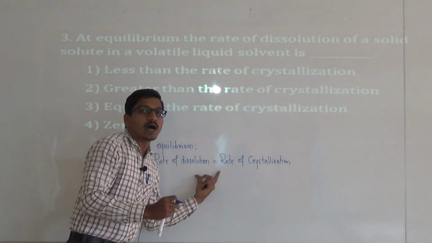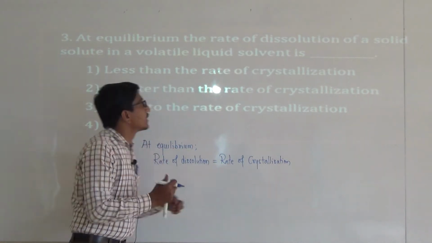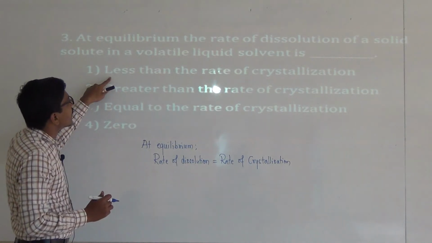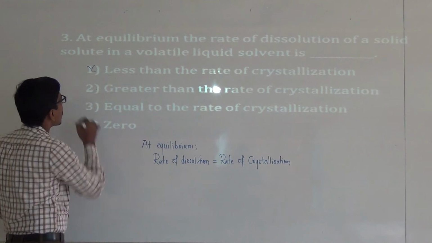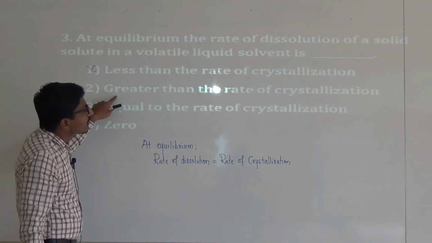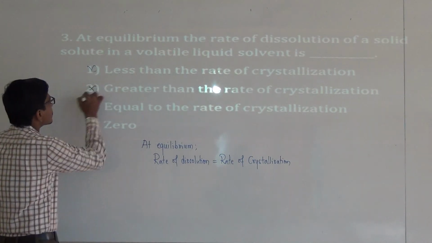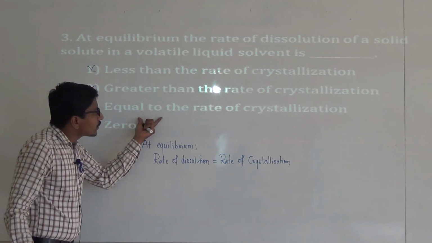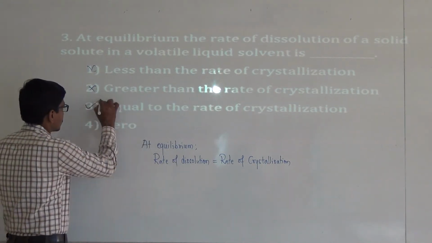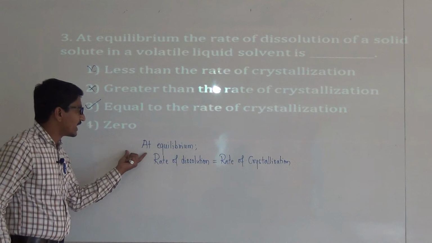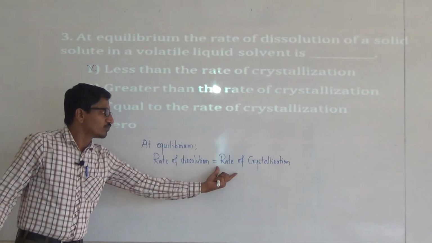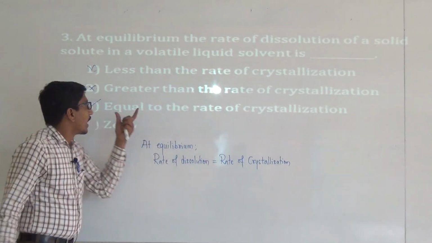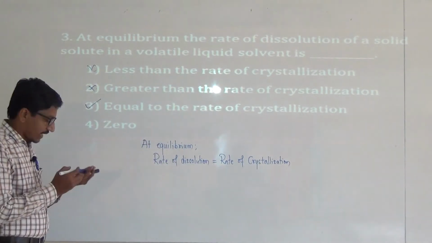Both are in equilibrium, and in this, the option less than the rate of crystallization is wrong. Greater than the rate of crystallization is also wrong. Equal to the rate of crystallization, the third option, is the right one. At equilibrium the rate of dissolution as well as the rate of crystallization are both equal, and the third option is the correct one.